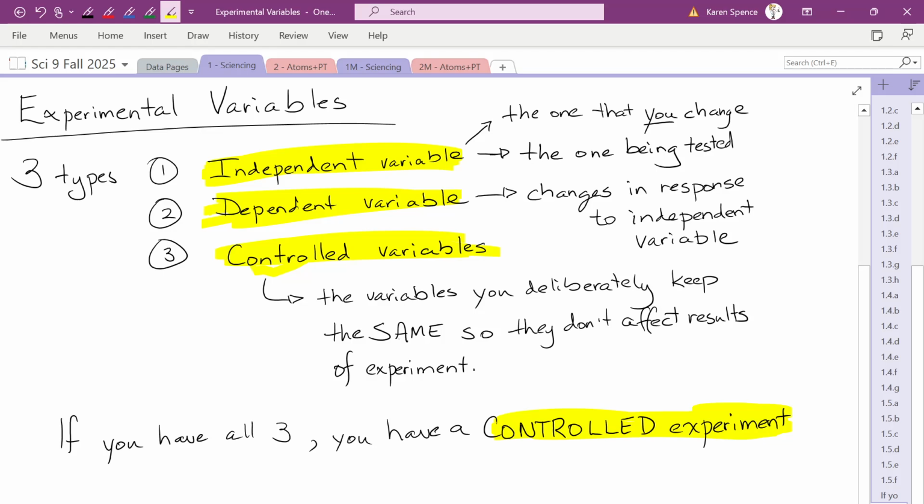Now, like I was just saying to Matteo, there is another word, and we need to be super careful because it sounds a lot like the controlled variable and the controlled experiment. It's called the control group. In any experiment, there will be two types of groups.